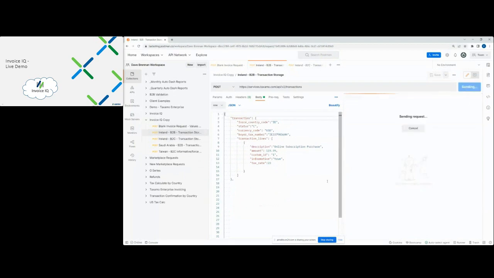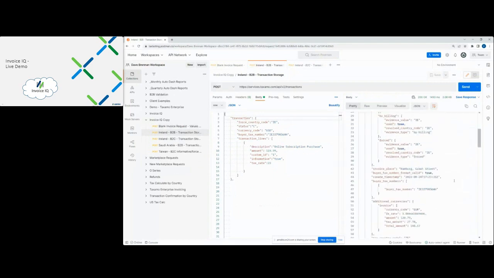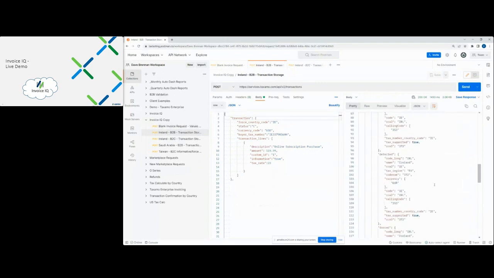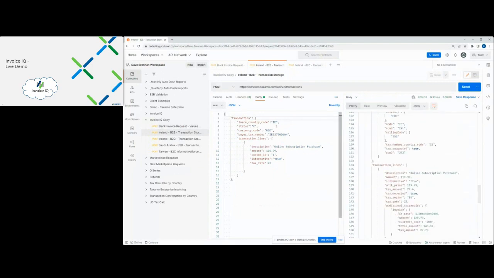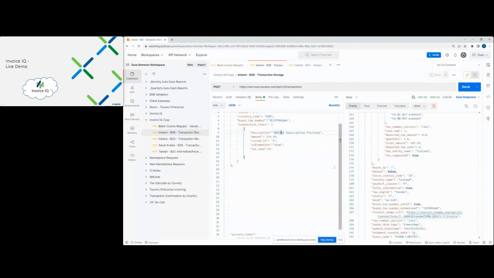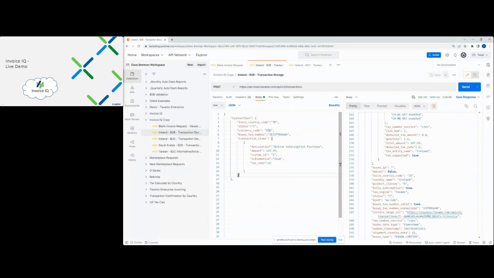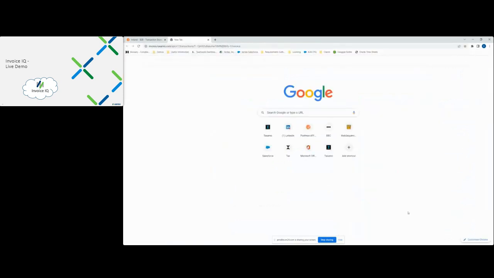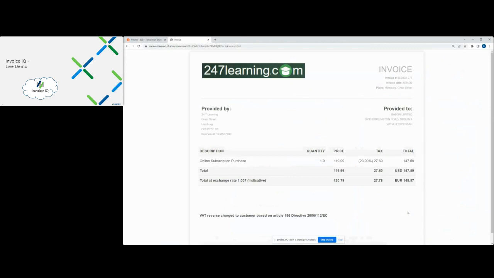So when you submit that API request to us, we'll respond with a number of calculations. Most aren't relevant to this when you're specifying all of the information yourselves. But the key things to point out: this transaction is in USD, but it's for a customer based in Ireland who uses Euro. So when the invoice gets generated, it has converted that transaction into that Euro rate as well as part of that invoicing.